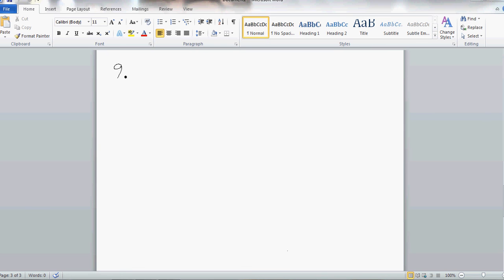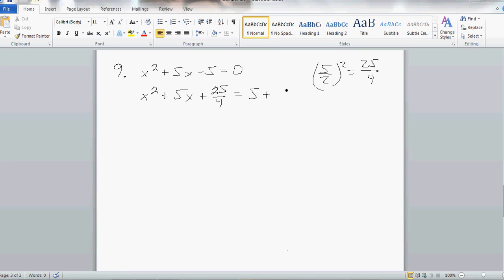Example number 9 is x squared plus 5x minus 5 equals 0. Same directions, complete the square. So I need to get x's on one side, everything else to the other, and leave a little bit of room. So I'm going to take half of that, 5 halves, and then square it. 5 halves squared is 25 fourths. So that's what I need to add in, 25 fourths to both sides to keep everything equal.